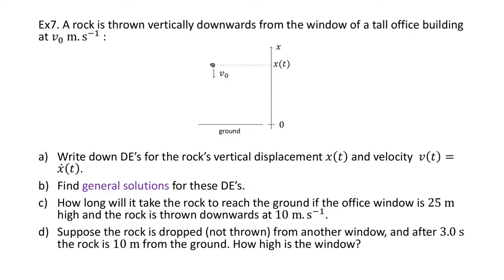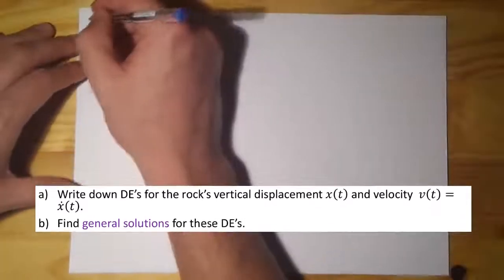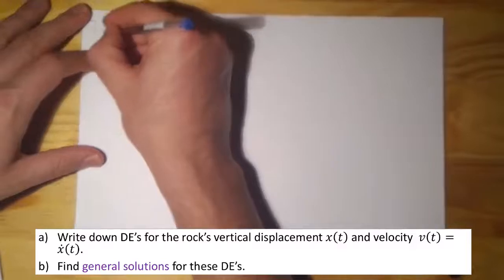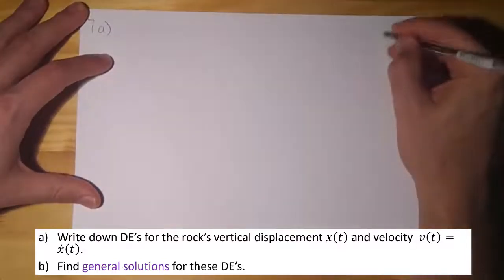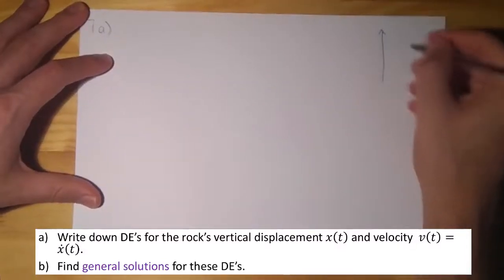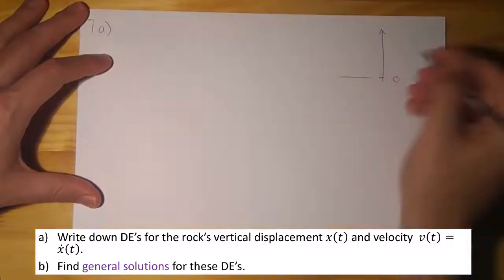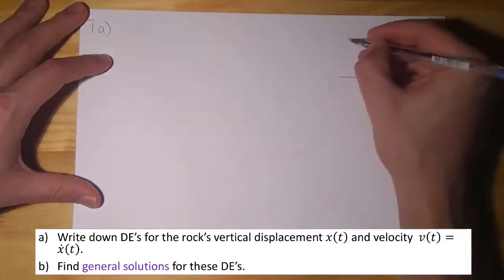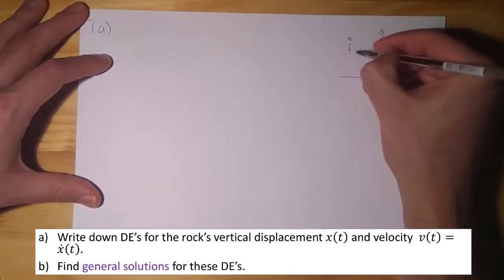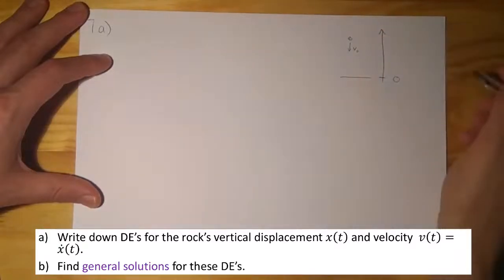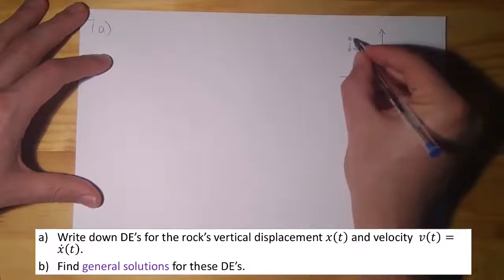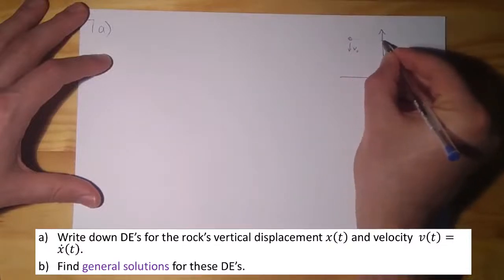Okay, so let's see. We have a rock being thrown downward from a window, and we're given a set of axes and some functions. All right, so let's just quickly copy the essentials. I've got upward indicated as my positive direction. I've got the ground here at 0. It doesn't have to be at 0, it's just convenient there. I've got whatever this thing is that is falling downwards at some initial speed, and just falling straight downward.